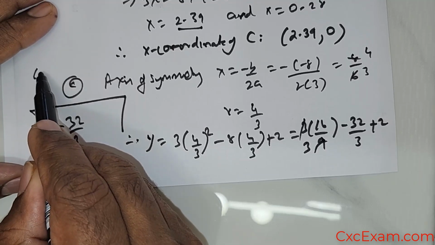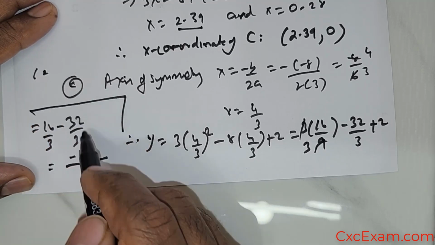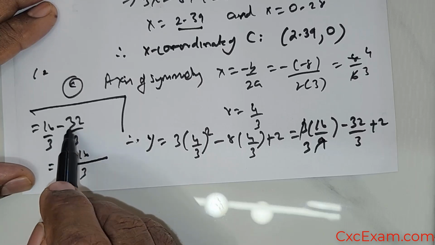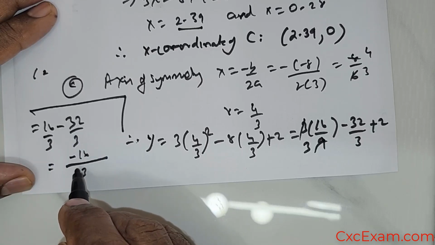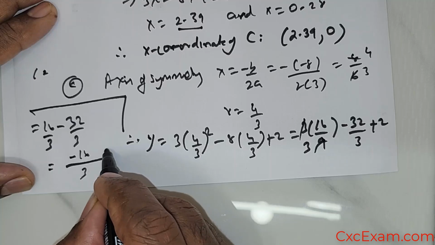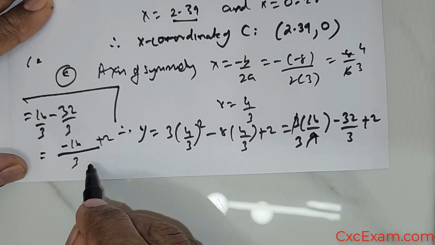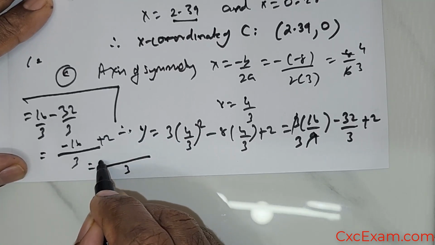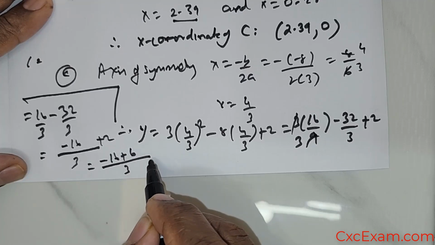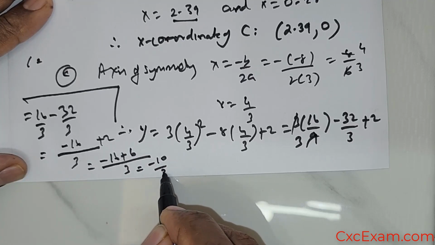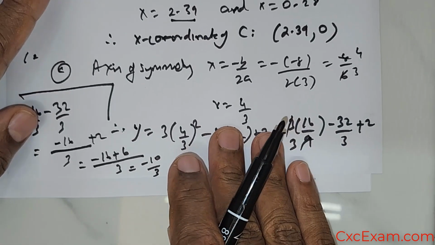Because 16 times 2 is 32. From 32 you are taking away 16, you get negative 16 over 3. You have to add that positive 2. If you take the LCM as 3, you get negative 16 positive 6, which is negative 10 over 3. That's fair enough.